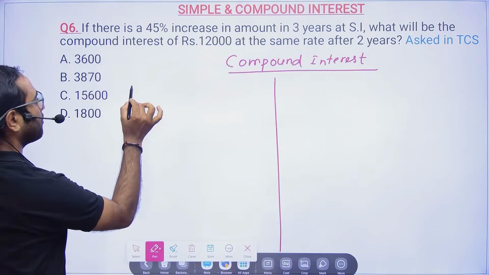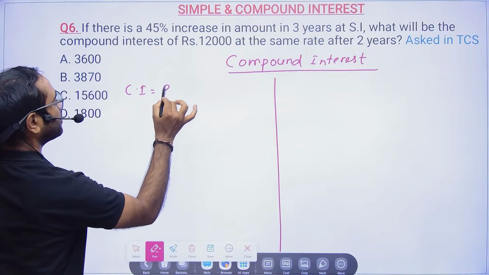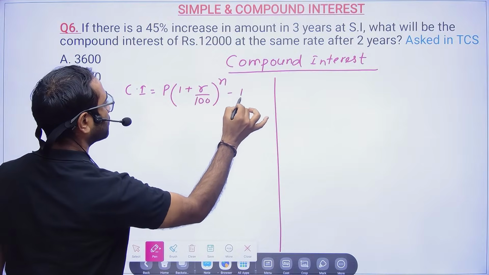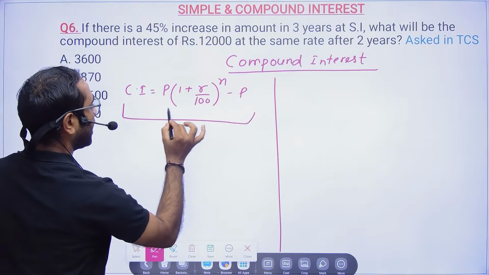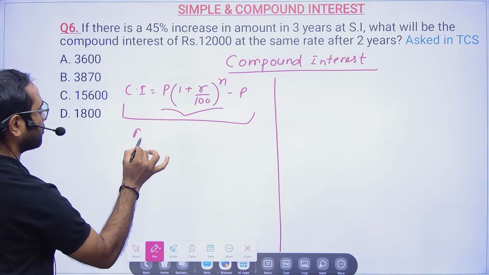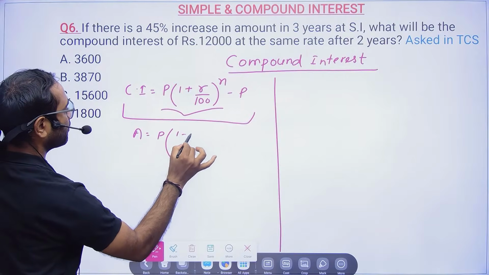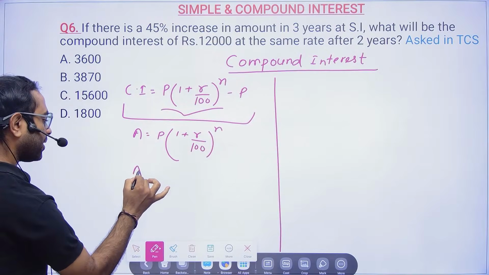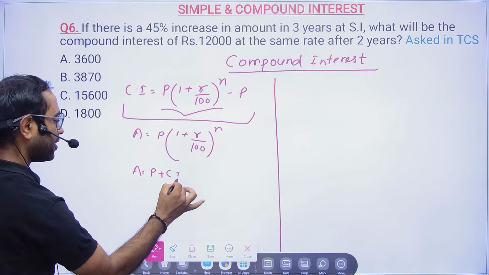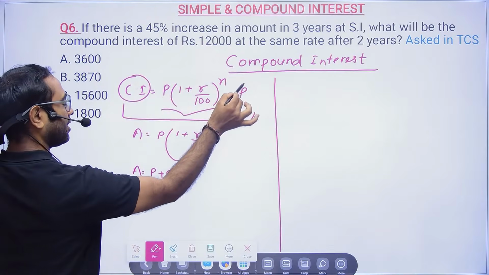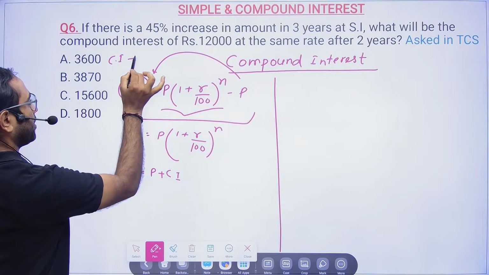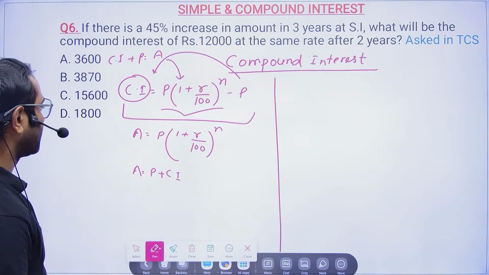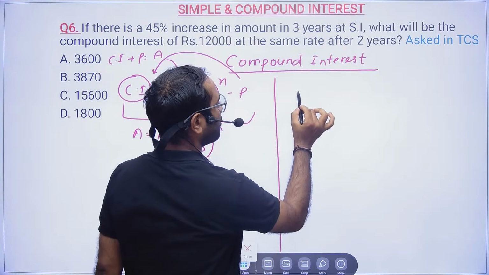So friends, one formula: compound interest is equal to P into 1 plus R by 100 to the power n, minus P. This particular portion will be called the amount. Because I have already told you, amount will be nothing but principal plus simple or compound interest. So compound interest plus P will be nothing but the amount, and that is the part here. Now, how do we calculate compound interest?